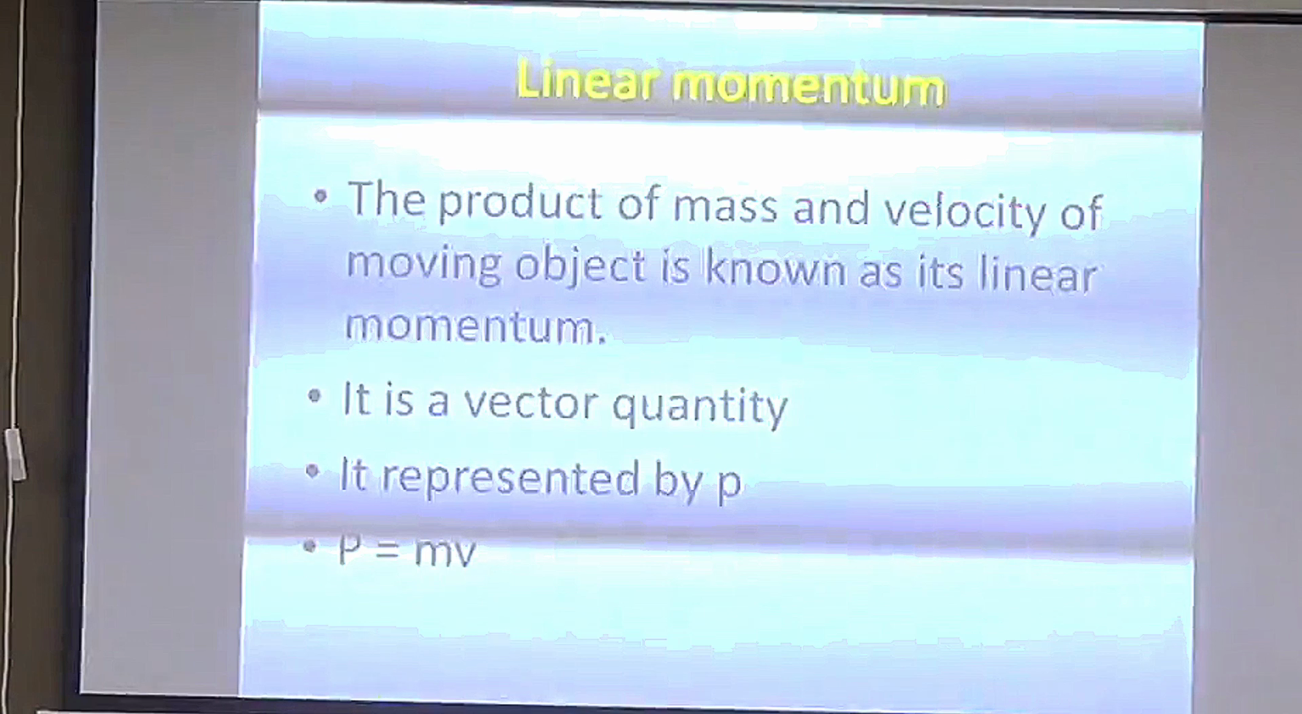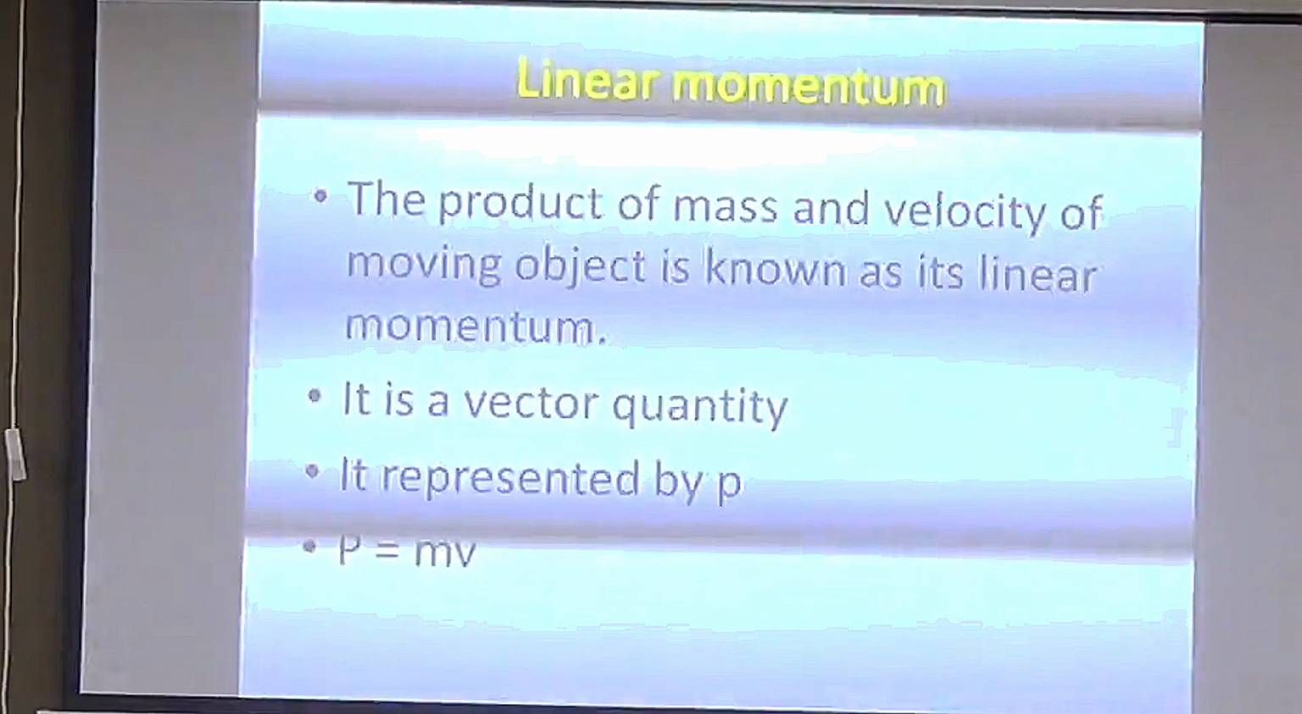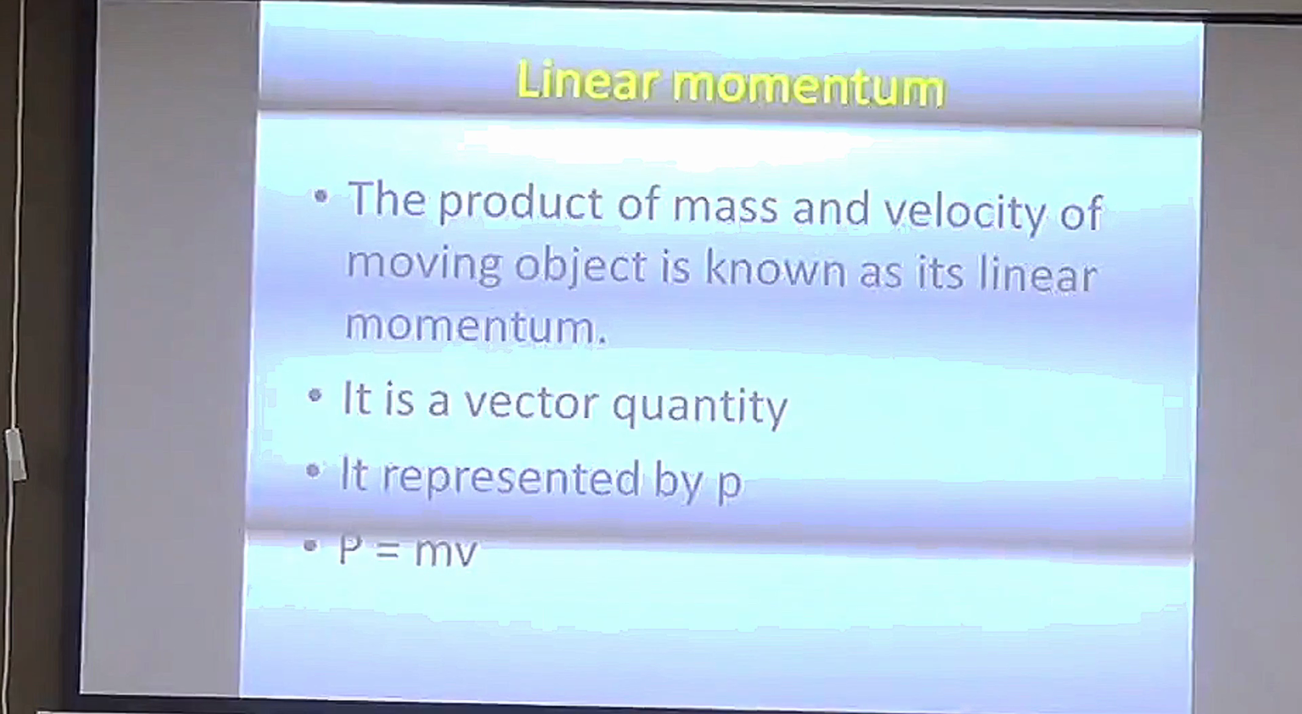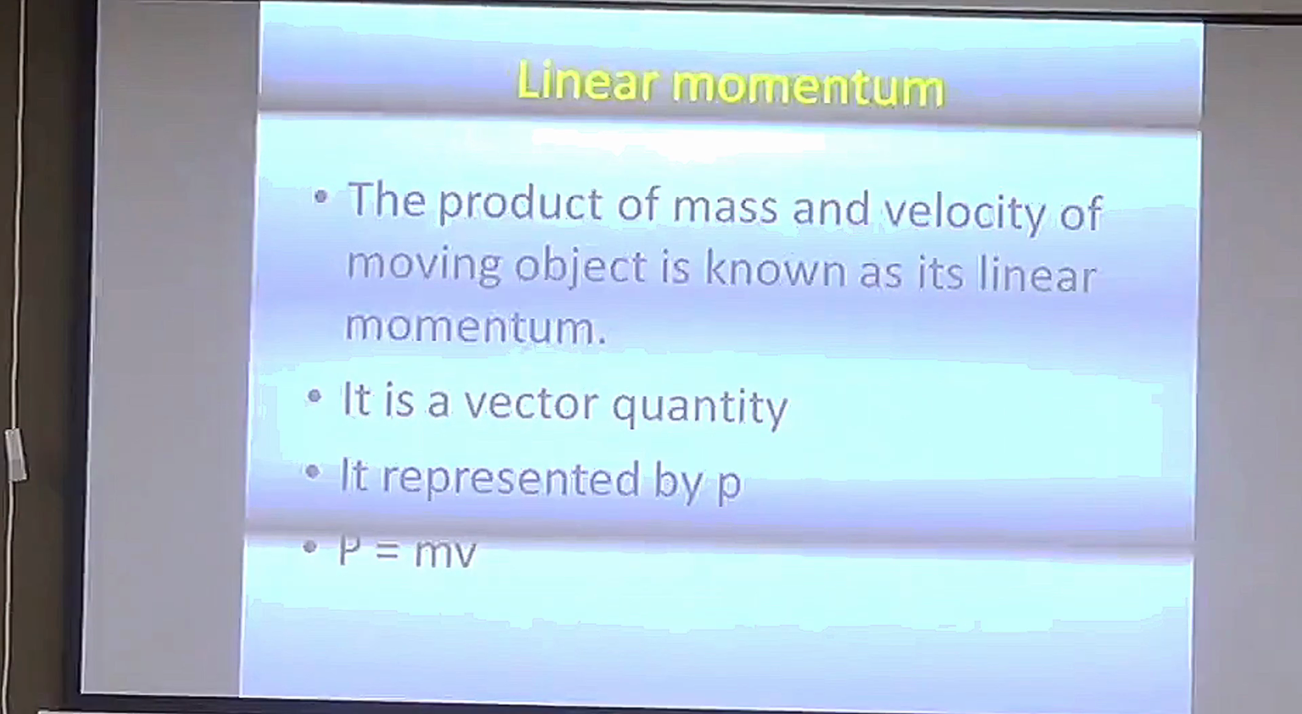Now to start with the second law of motion, an idea about what momentum is, its formula, and unit. The product of mass and velocity is called momentum. It is a vector quantity. Its notation is P. Thus, the formula is P equals mv.